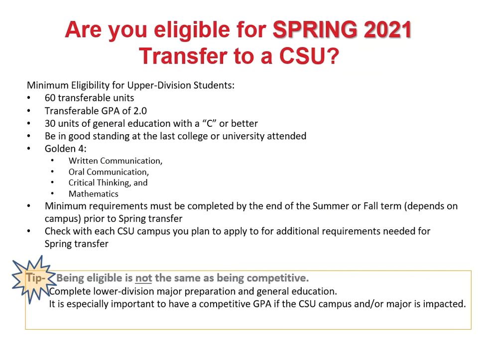You do have to have a transferable GPA of a 2.0. 30 units must come from GE and must be completed with a C grade or better. You do need to also be in good standing at the last college or university attended. So meaning you do need to still be in good standing with Reedley College. And you must complete what the CSU calls the Golden Four. So that would be your written communication, oral communication, critical thinking, as well as your mathematics course.